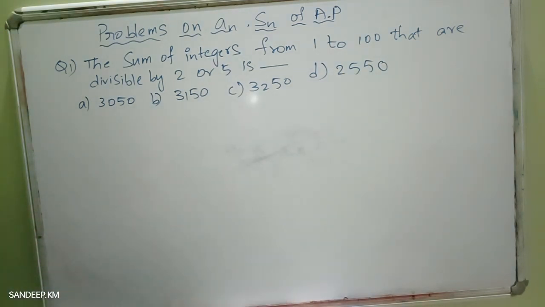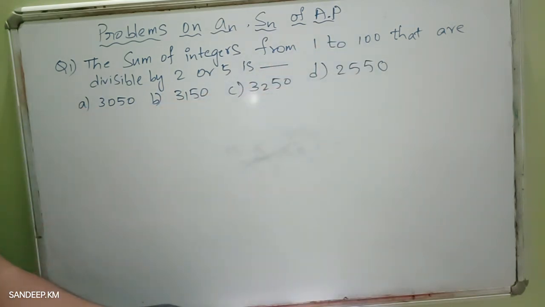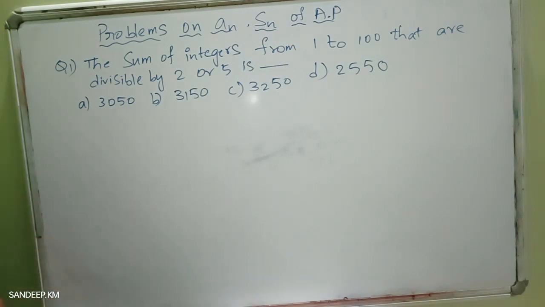The first question: the sum of integers from 1 to 100 that are divisible by 2 or 5 is. The sum of integers from 1 to 100 that are divisible by 2 or 5. So to solve this problem, let me use a basic concept on sets. I hope you remember this.